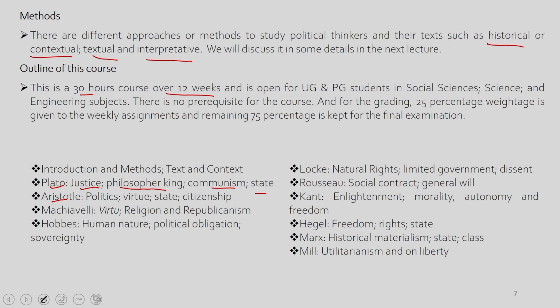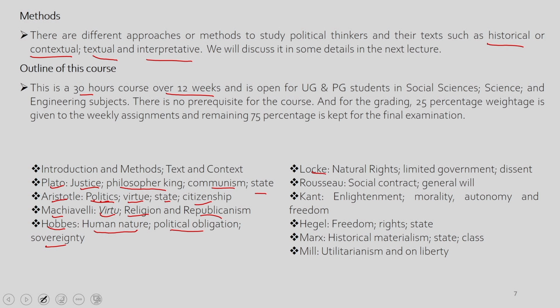Then we will move on to Aristotle, and in Aristotle we are going to focus on politics, virtue, state and citizenship. And then the medieval thinker Machiavelli, who is also regarded as the precursor of modern political thought, and the concept of virtue, religion and republicanism. Then Hobbes, who is regarded as the beginning of modern political thought. We will start with human nature, political obligation and sovereignty.